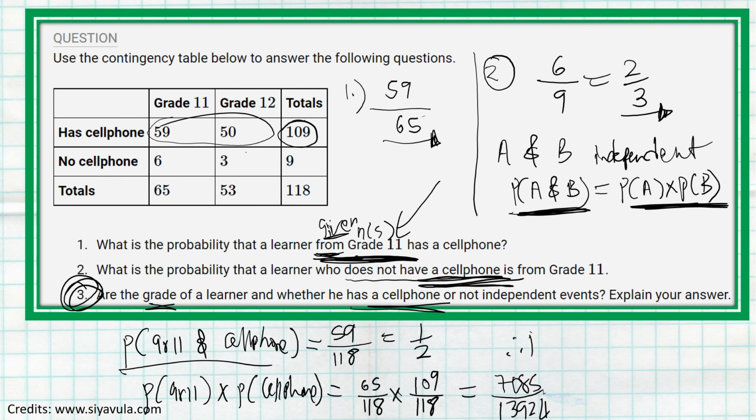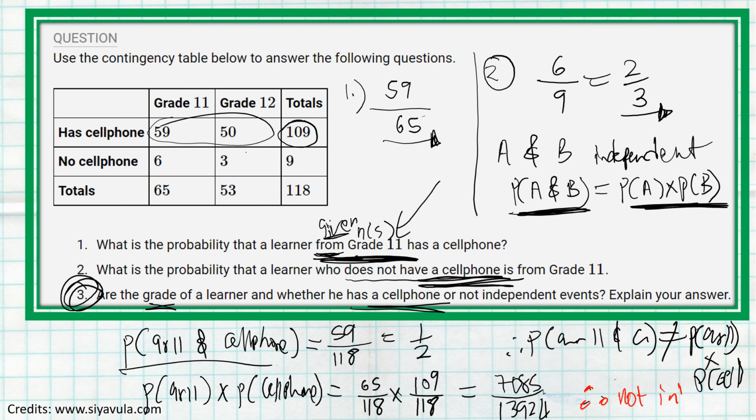We can conclude now that the probability of grade 11 and cell phone is not actually equal to the probability that Elena is in grade 11 times the probability of cell phone, right? When they are not equal, it means they are not independent, right? So we can now conclude that having a cell phone and being in grade 11, they are what? Not independent, right? Actually, in other words, they are what? They are dependent, right? They are dependent events.